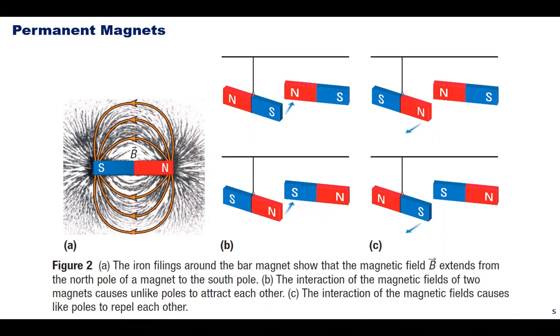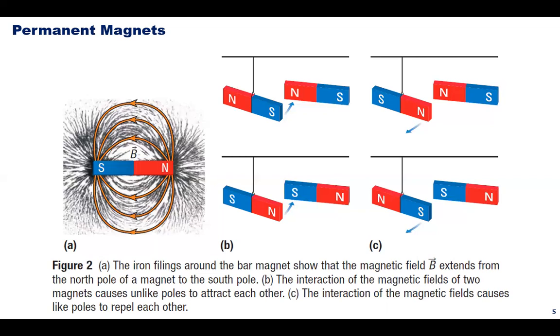The magnetic field of the bar magnet, indicated by vector uppercase letter B in this figure, is not visible, but the iron filings follow imaginary lines called magnetic field lines, corresponding to the magnetic field's strength and direction. Figure 2B and C here show how the magnetic fields of two magnets interact when the magnets are close together.